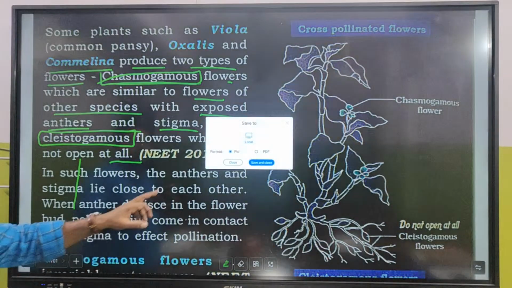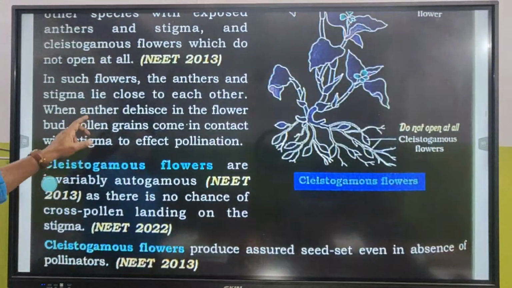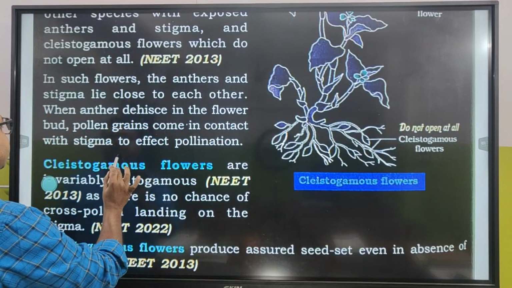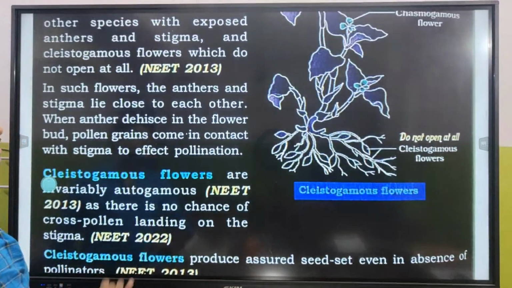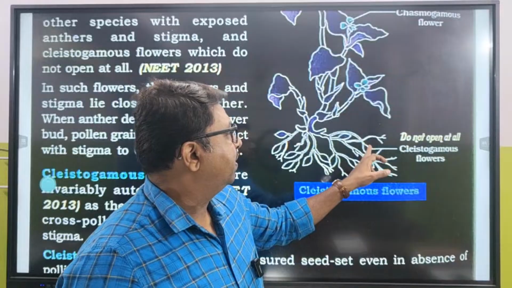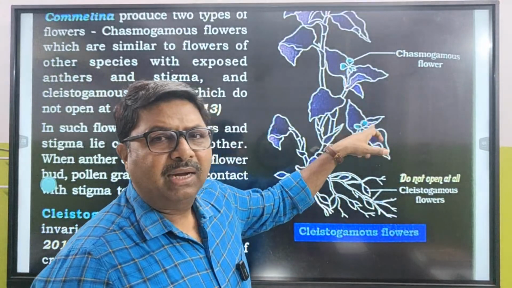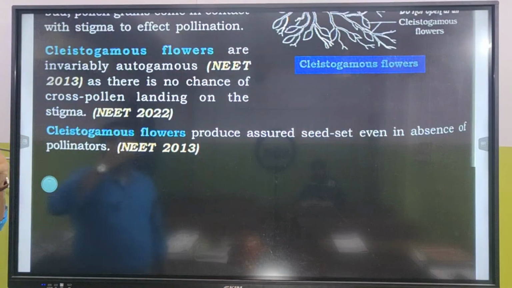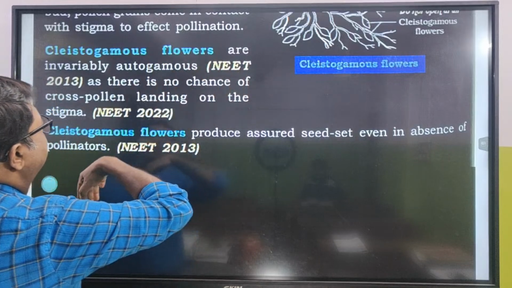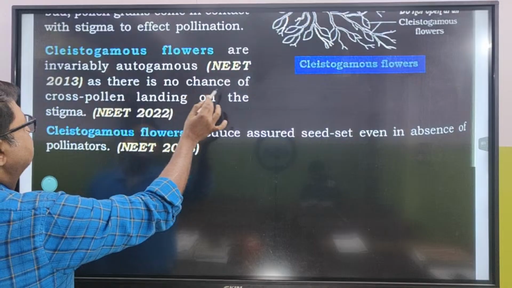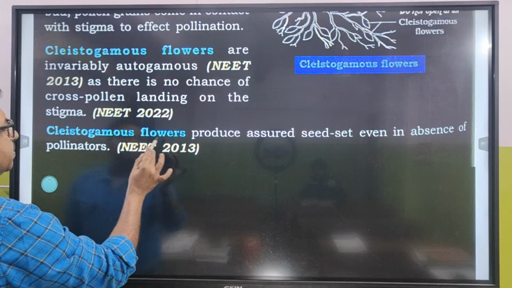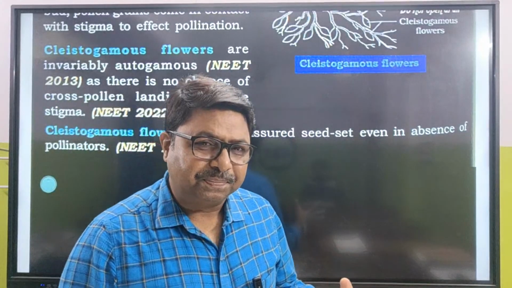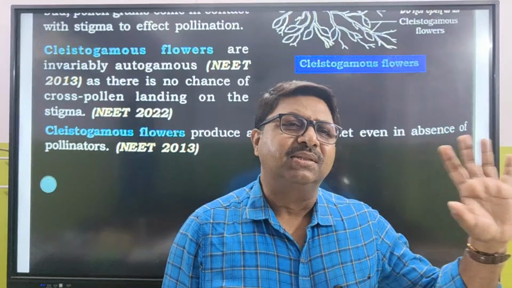In such flowers the anthers and stigma lie close to each other. When anthers dehisce in the flower bud, pollen grains come in contact with stigma to effect pollination. फाइन. देखो यहाँ पे क्लिस्टोगैमस दिया है, they do not open, बंद है पूरा फ्लावर, और ये ओपन फ्लावर है, मतलब यहाँ पे क्या होगा, बाहर से भी आ सकता है और खुद में भी हो सकता है, chasmogamous flower. Cleistogamous flowers are invariably autogamous, है ना, invariably autogamous, कोई चांस नहीं है xenogamy होने का, as there is no chance of cross pollination landing on the stigma. Cleistogamous flowers produce assured seed set even in absence of pollinators. उसको तो pollinator चाहिए नहीं, तो सीड सेट उनका 100% सेम रहेगा.